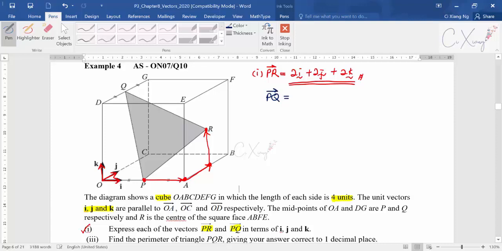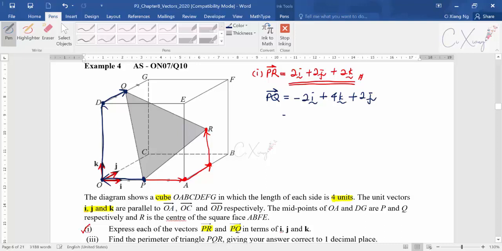Okay, so for PQ means that this is the P and then this is Q. So for me, maybe I go from here first. Alright, so PO means negative I, so negative 2I. From O, go up to D, so it is the full positive K, so plus 4K. And then from here to Q, D to Q, so it is half of DG. And also it's in the direction of positive J, so I should have positive 2J.